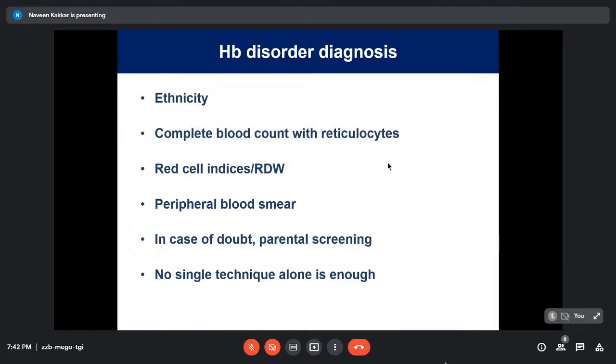You must have a complete blood count with reticulocytes to interpret. Never ever interpret an electrophoresis or any technology that gives you a hemoglobin disorder output without a CBC with reticulocyte. Maybe the reticulocyte is not critical, but at least a CBC with red cell indices and RDW to make sense of which kind of red cells we're dealing with. A good look at the peripheral blood smear quite often does not have very diagnostic clues, but in some disorders you will pick up pointers to what you're looking for. In case of a doubt, if your subject is young, please do parental screening.